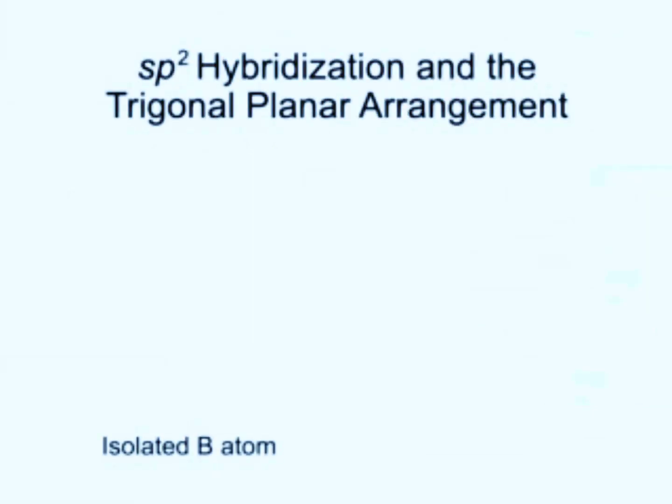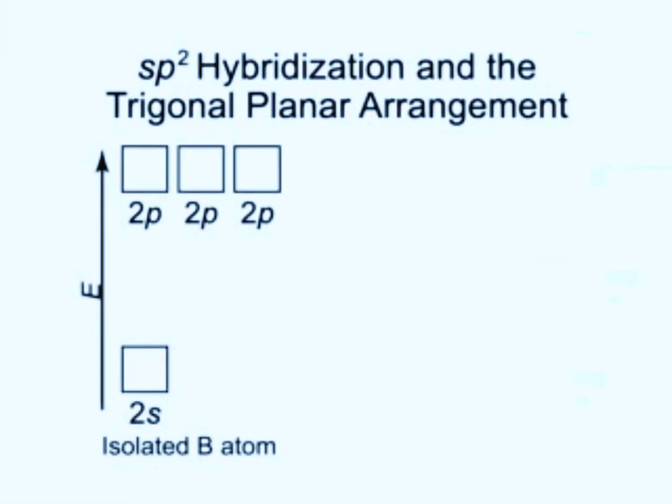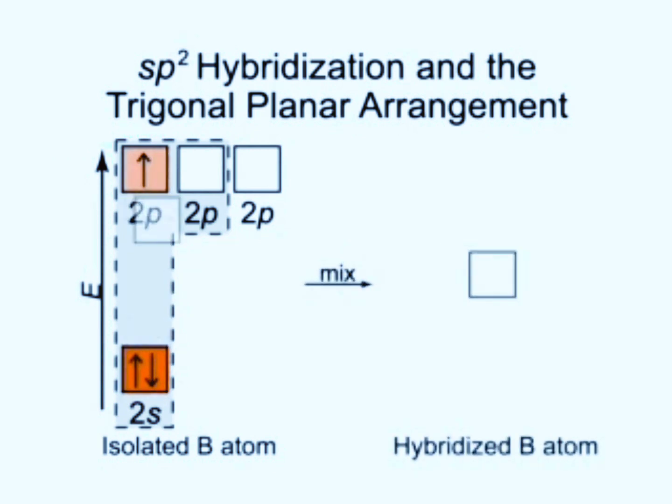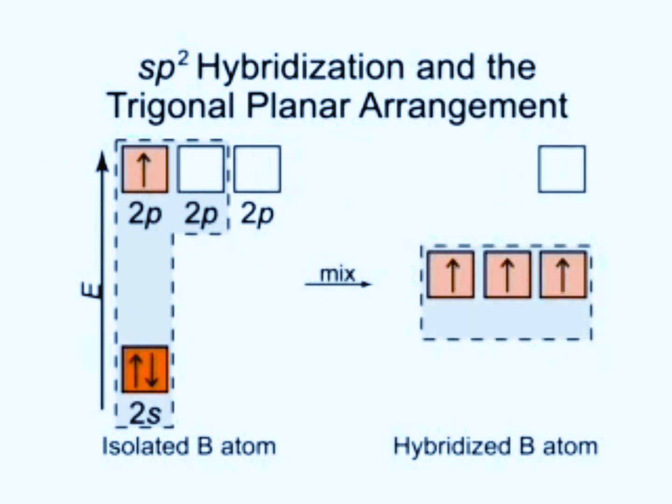To account for molecules with a trigonal planar shape, such as boron trifluoride, the model proposes that the ground-state boron atom undergoes sp2 hybridization. The filled 2s of the central boron mixes with one half-filled and one empty 2p to become 3 half-filled sp2 hybrid orbitals. Boron's third 2p remains empty and unhybridized.